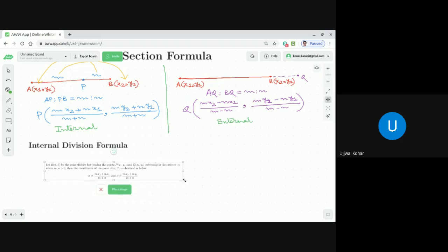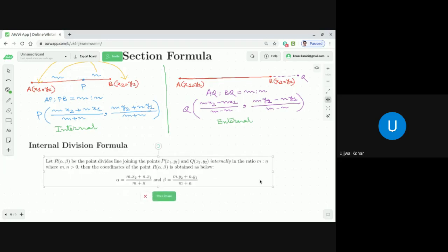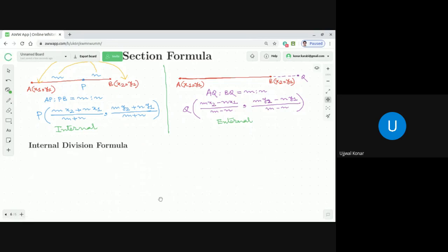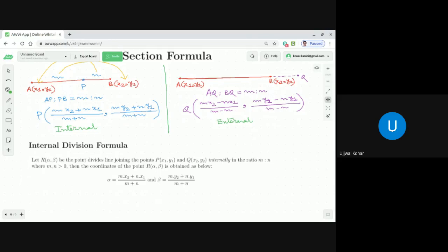First, I talk about the internal division formula. As you see here, let R(alpha, beta) be the point that divides the line segment joining P(x1, y1) and Q(x2, y2) internally in the ratio m is to n, where m, n greater than 0. Then the coordinates of the point R(alpha, beta) are obtained as alpha equals (mx2 + nx1) divided by (m + n), and beta equals (my2 + ny1) by (m + n).